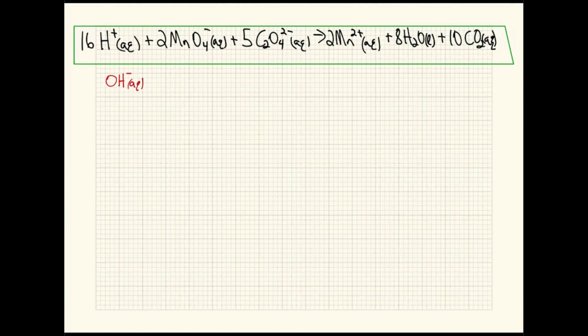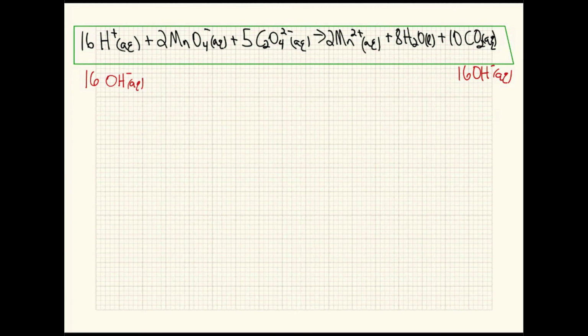Now, how are we going to do that? Well, if we add H+ and OH- together, they just form a water molecule. So really the key here is to add as many OH- to this reaction as we had H+ in the first place. Now, to prevent us from throwing this equation out of balance, we will need to add that much OH-, in fact, to both sides of the equation.